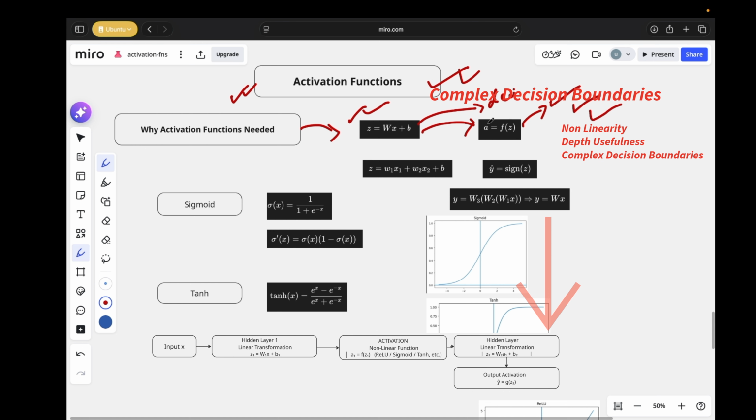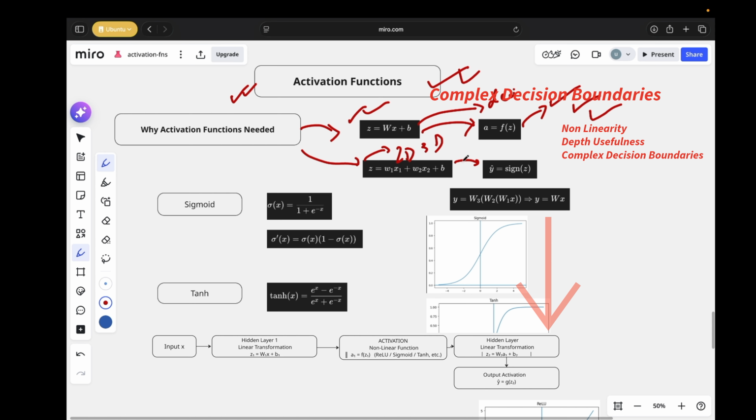Let's take the example of a simple perceptron. You have a simple perceptron here, and this basically creates a linear decision boundary, a straight line in 2D or 3D. It cannot solve XOR, and cannot model curved lines or curved boundaries.